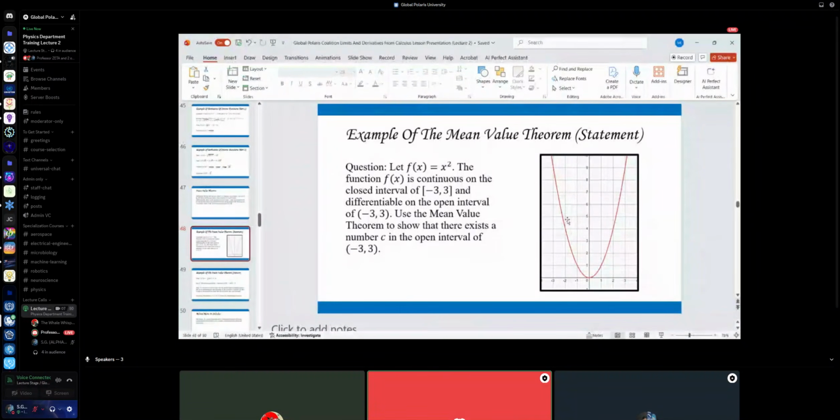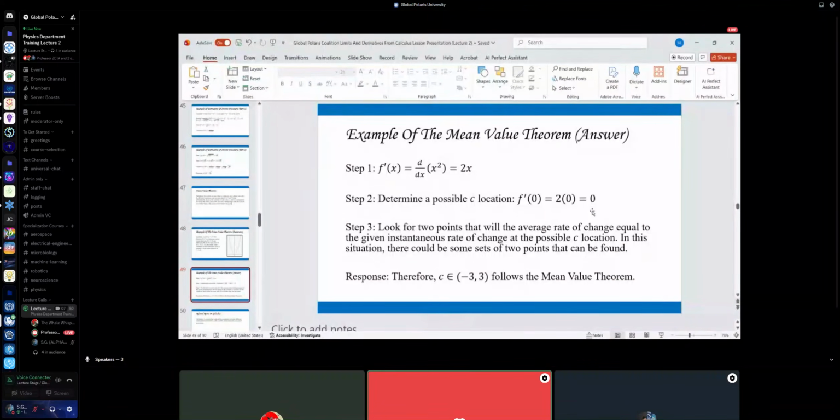So basically I can take any 2 points that make a horizontal average rate of change, and that is basically what I'm doing. I have taken the derivative, looked at the possible location, and looked for 2 points that give the average rate of change. So as I said, you can use negative 2.99 to 2.99, or negative 1 and 1, and so on, anything in this interval, and it follows the mean value theorem.